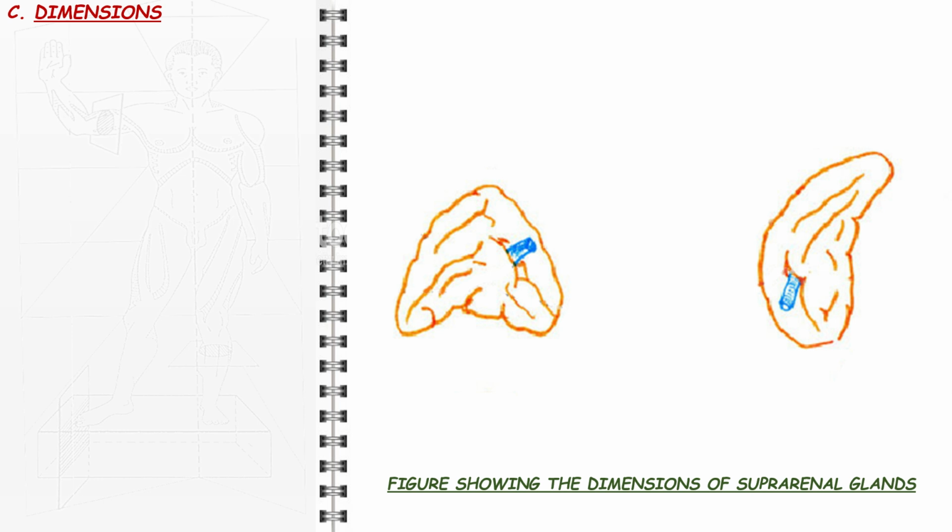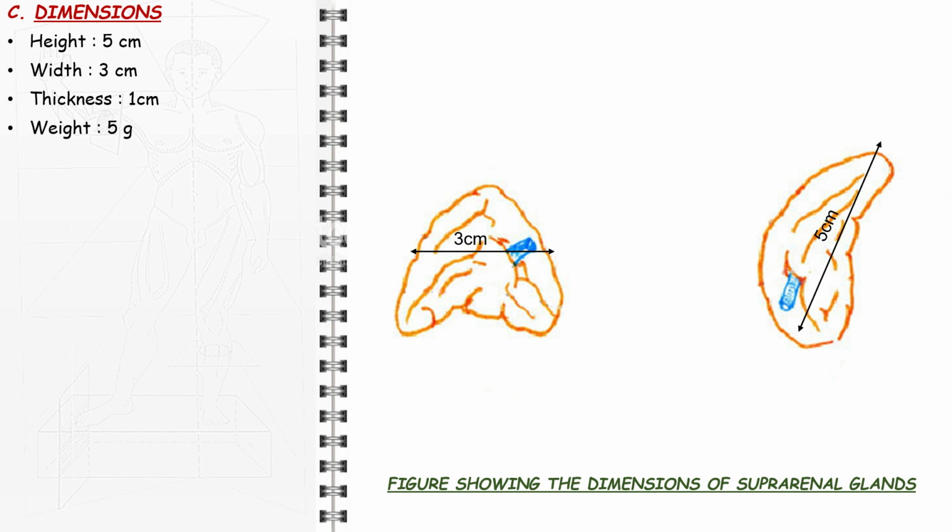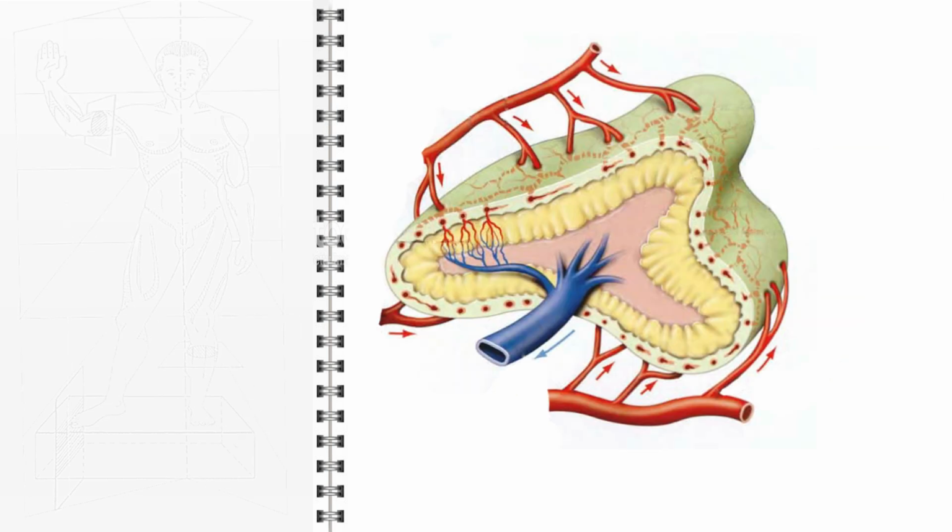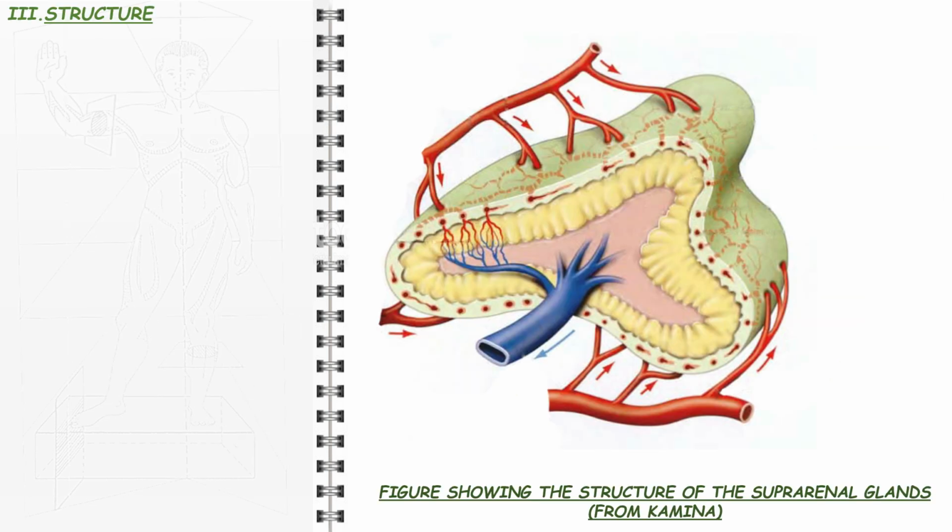Each suprarenal gland measures approximately 5 cm in height, about 3 cm in width and 1 cm in thickness. It weighs nearly 5 grams. Delving into the structure of the suprarenal glands, we will begin by examining its general structure. To the naked eye, a section across the suprarenal resembles a sandwich.